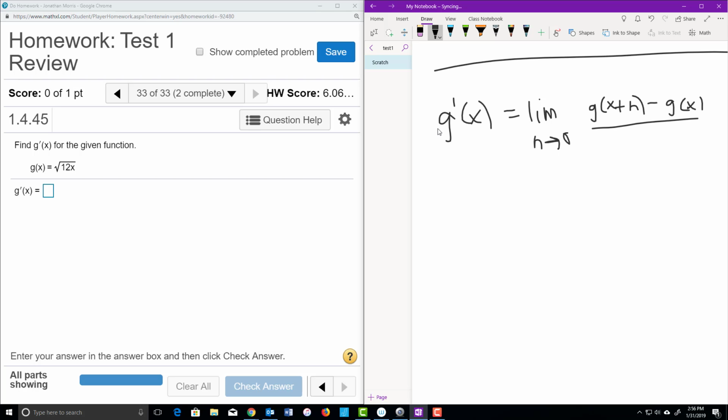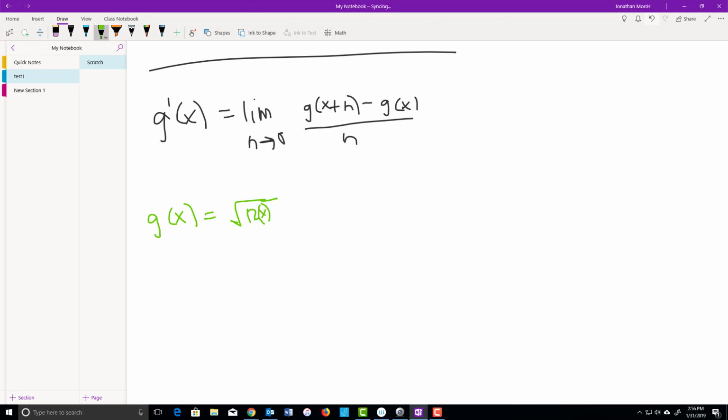x all over h. Before I start plugging things into that difference quotient, I'm going to figure out what g of x and g of x plus h are. g of x is given to me: the square root of 12x. I'm putting parentheses around that x. It's not really necessary, but it helps me whenever I'm finding x plus h.